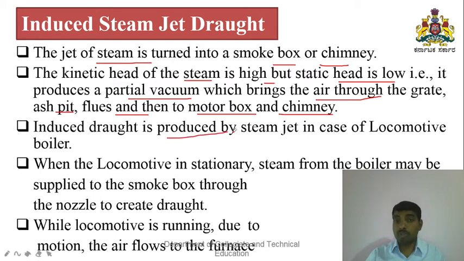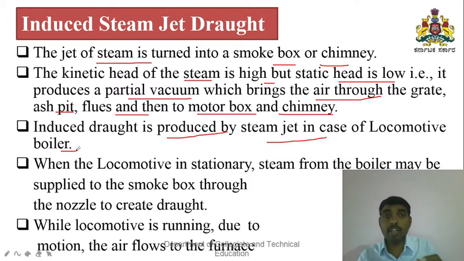Induced draught is produced by a steam jet in the case of low draught. So now the concept is clear. Due to the conversion of kinetic head to static head, the sucking power is possible. For that reason, the air from the surroundings enters the grate as well as the smoke box and chimney. This induced steam jet draught sucks the flue gas.